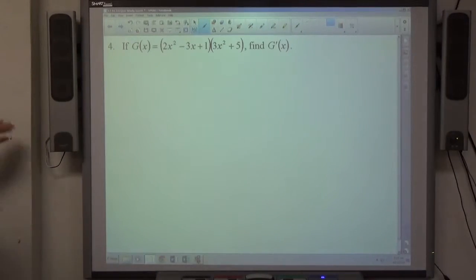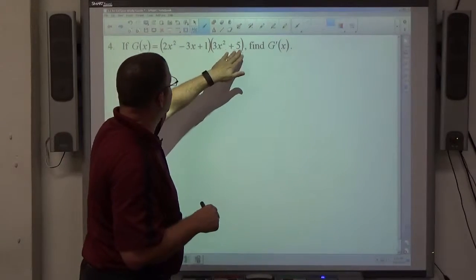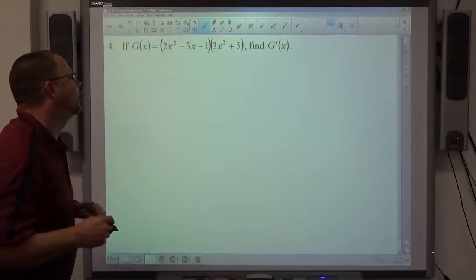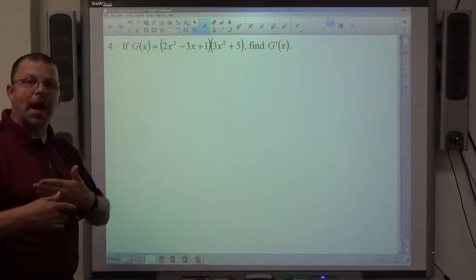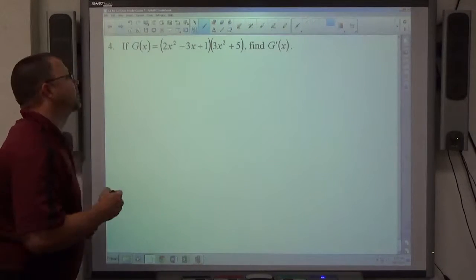Number 4, g of x equals this. Now, the way it's structured, I could use the product rule. 1d2 plus 2d1, it would work. All right, but again, if I perform some algebra first before I do the calculus, it makes life easier.